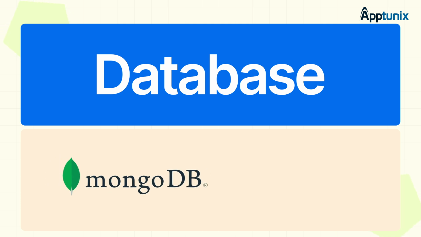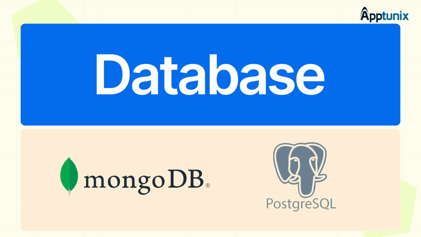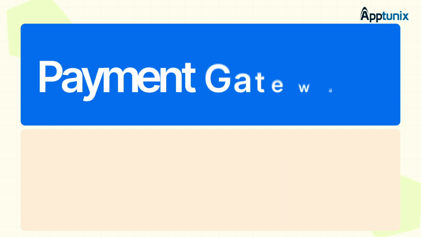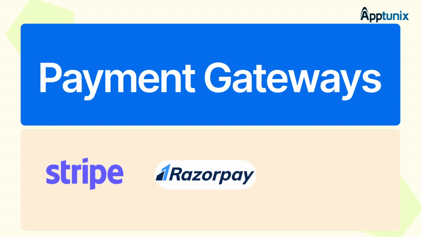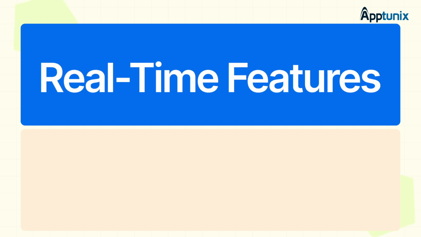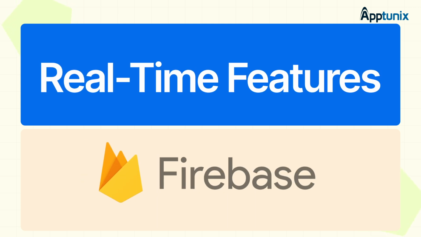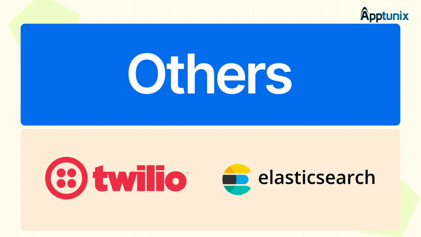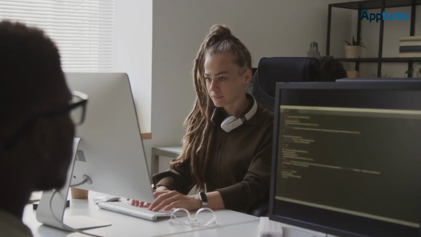Database, MongoDB or PostgreSQL. Cloud hosting, AWS, Google Cloud or Azure. Payment gateways, Stripe, Razorpay, PayPal. Real-time features, Firebase for notifications and chat. Others, Twilio for SMS, Elasticsearch for product search. This stack gives you both flexibility and scalability as you grow.